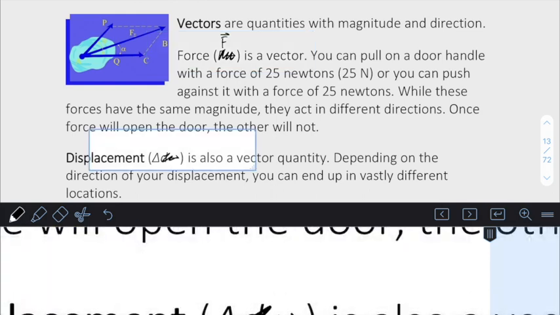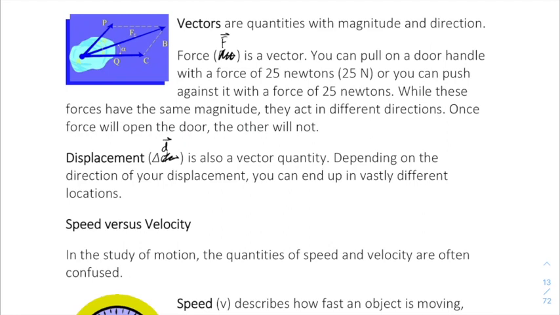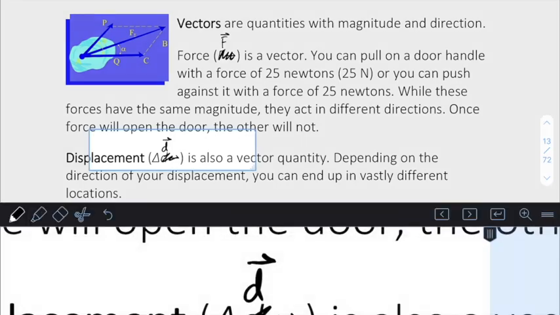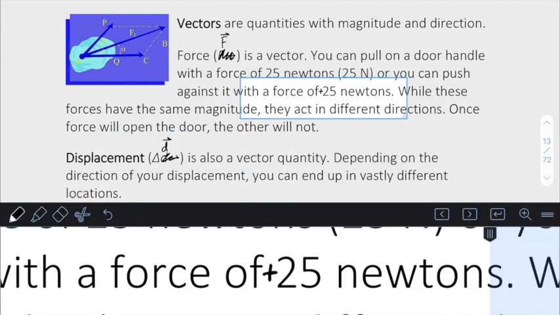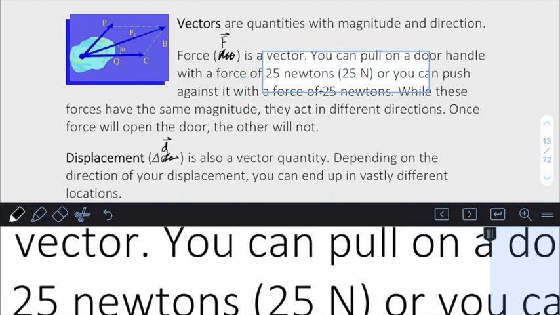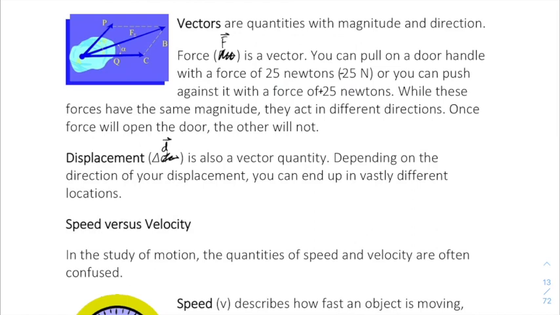Or displacement d should be d with a little arrow on top. You can pull on a door handle with a force of 25 newtons, or you can push against it with a force of 25 newtons. While these forces have the same magnitude, they act in different directions. So pushing against it, we might think of a force of positive 25 newtons, and pulling on it with a negative 25 newton force. So those would have directions. One force will open the door, the other will not.